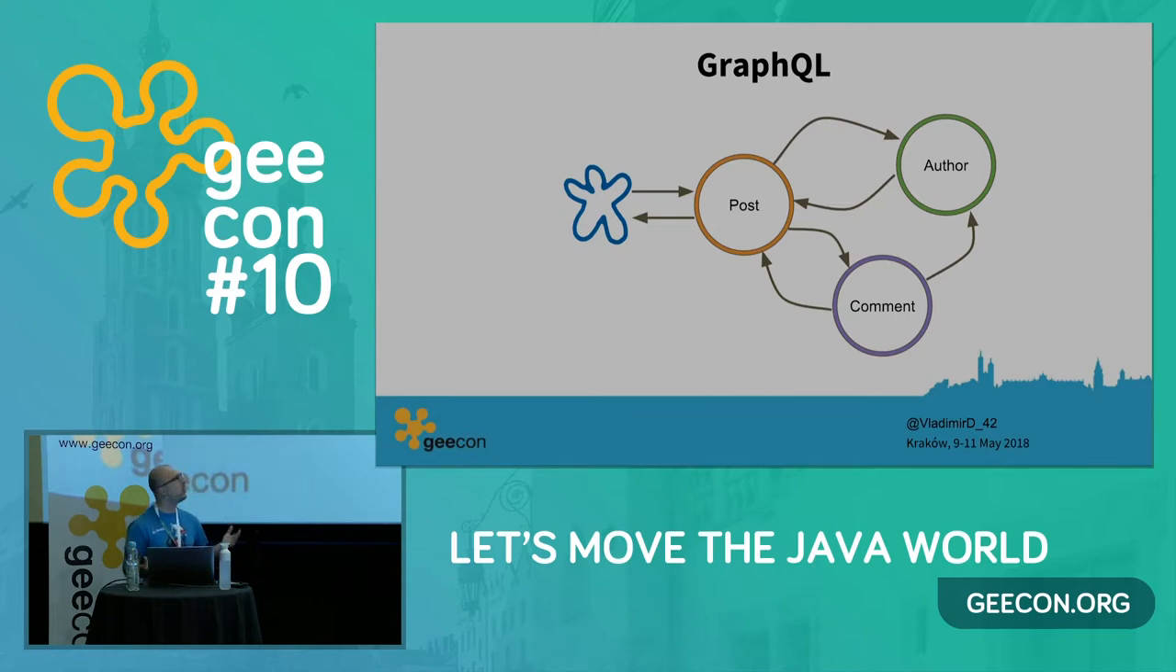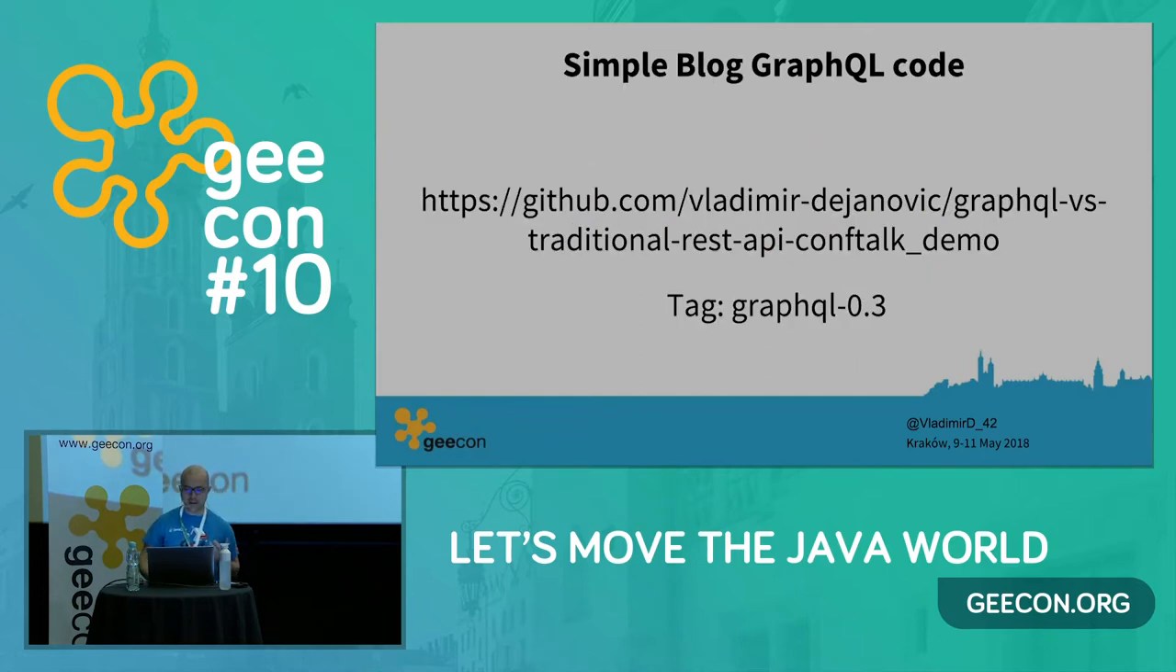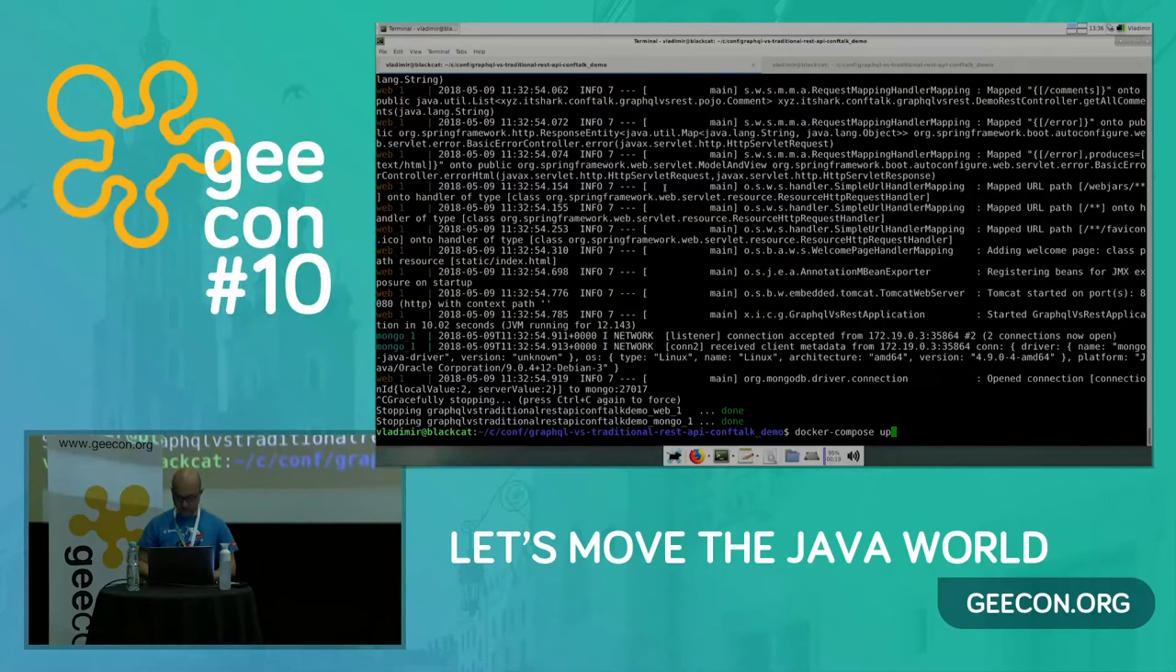That's basically where the name GraphQL comes from, because you have the types and you are creating connections between them, and they form graphs. So again, talking is boring. Let's look at the code. Same URL, different tag.